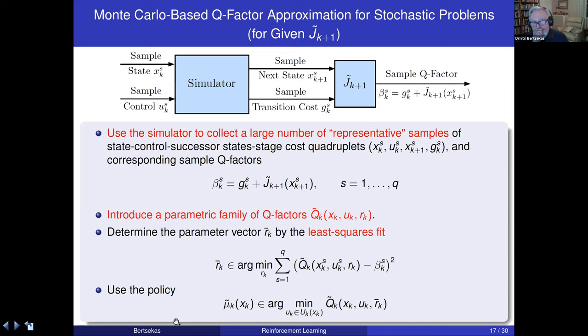So that's how a simulator is used to approximate Q factors. It involves a simulator for the first stage and also possibly a simulator for the remainder, generates training data, and then fits an architecture to the data.